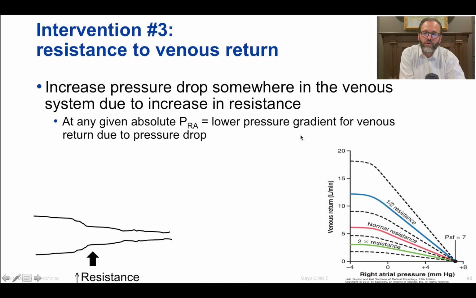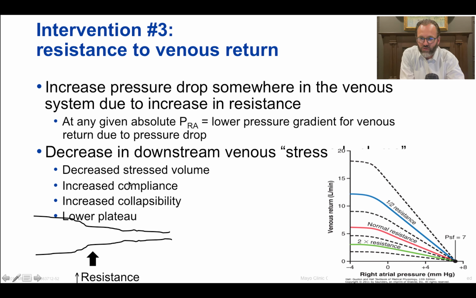So again, to make it a bit more explicit, it's a pressure drop somewhere in the venous system due to a change in resistance, not venous tone per se. So at any given absolute right atrial pressure, you'll have a lower pressure gradient for venous return due to that pressure drop. And that's going to result in a decreased stress volume and increased compliance, increased collapsibility, and a lower plateau as well. So all those things are very consistent here.